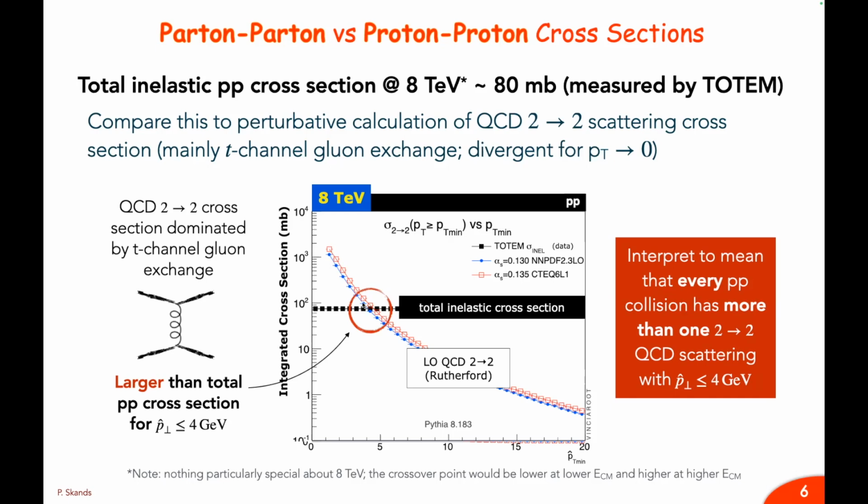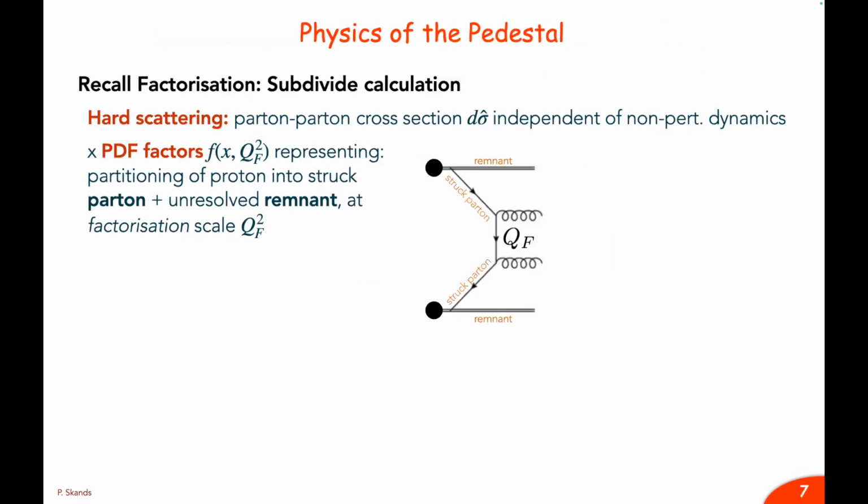And then we start thinking, okay, if we can have multiple parton-parton, multiple color exchanges, maybe that's what's building up this underlying activity that's larger than what we have in minimum bias. So that's what we think is the physics of the pedestal today.